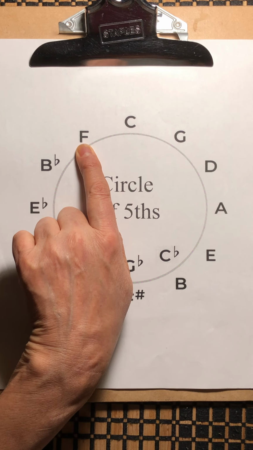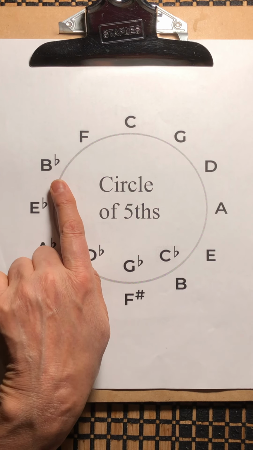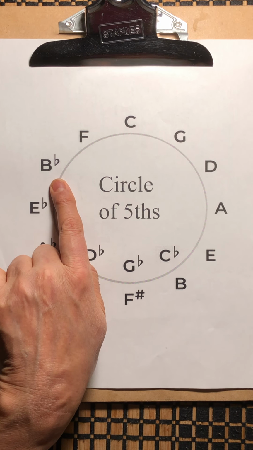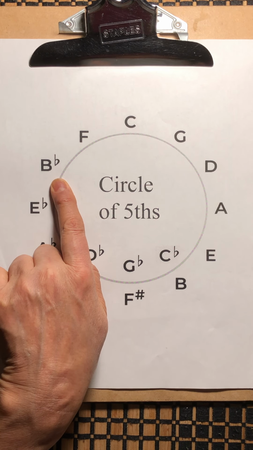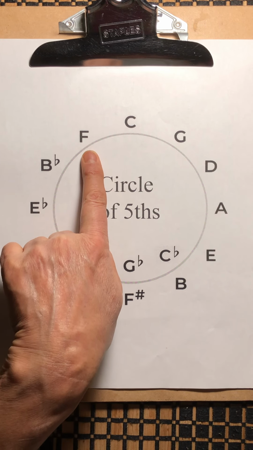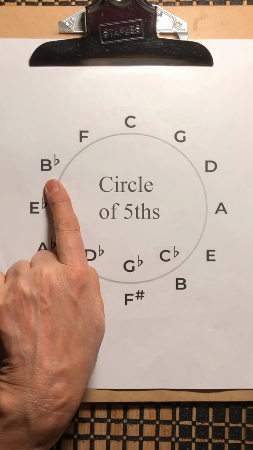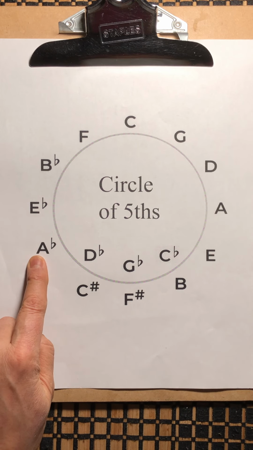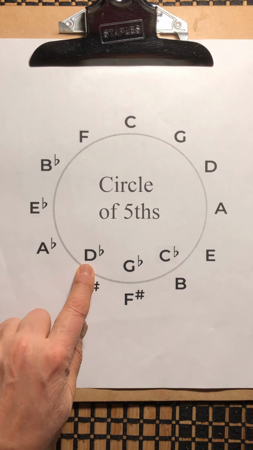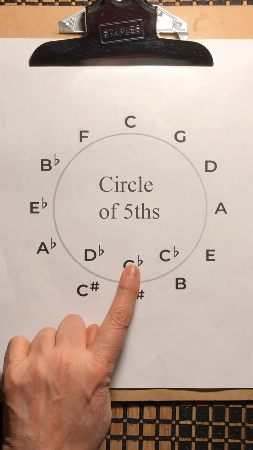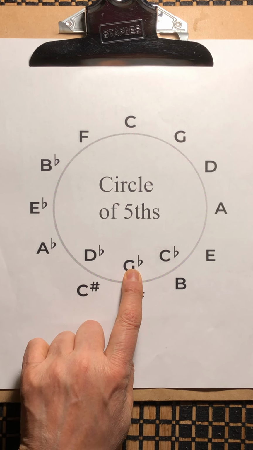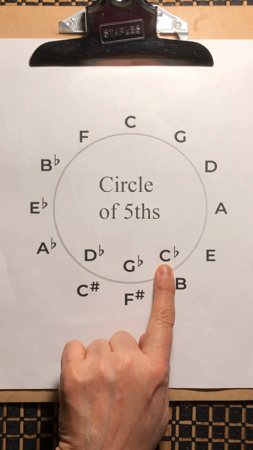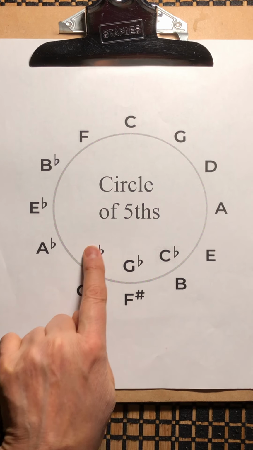We carry on counterclockwise, adding the next note a perfect fifth down. Going down a perfect fifth from F, we reach B flat, then E flat, then A flat, then D flat, and then G flat, and finally C flat. So let's talk about these now.